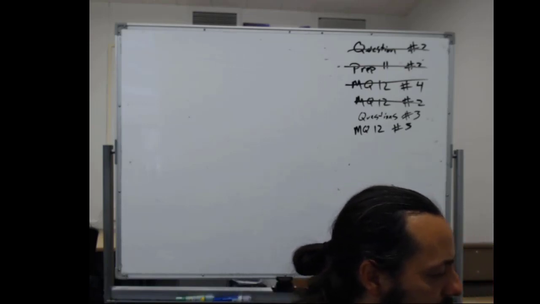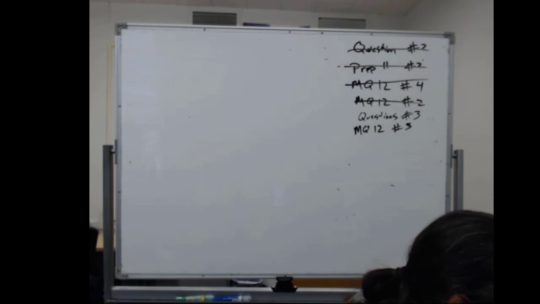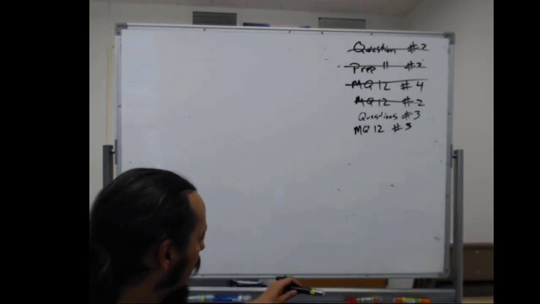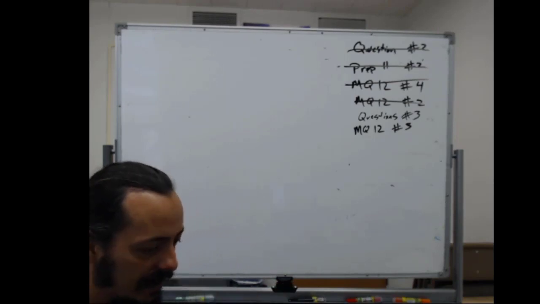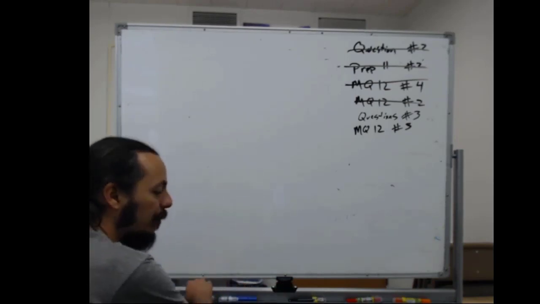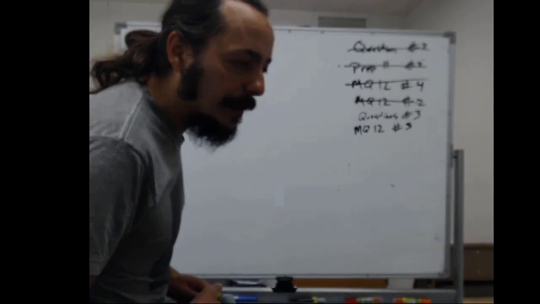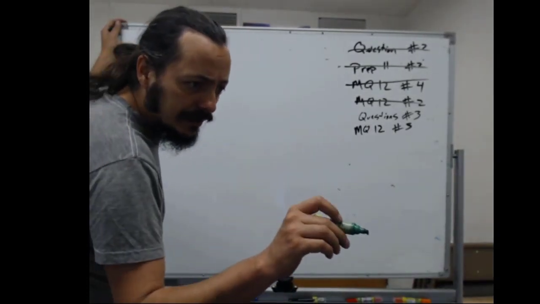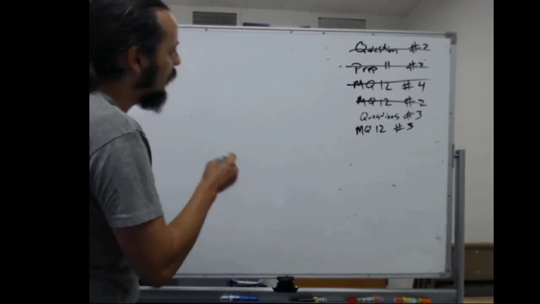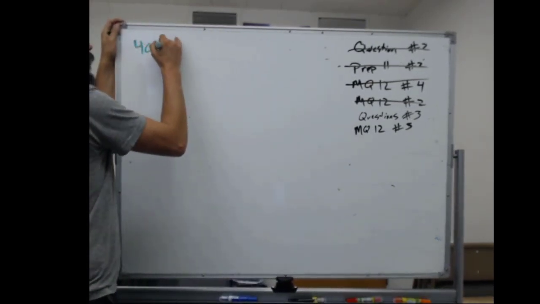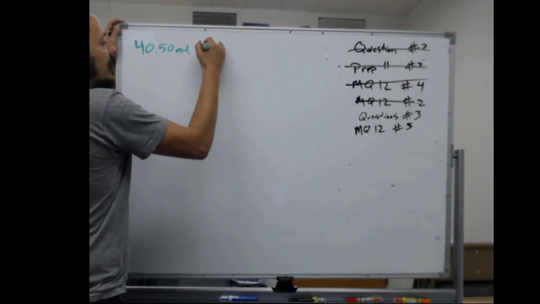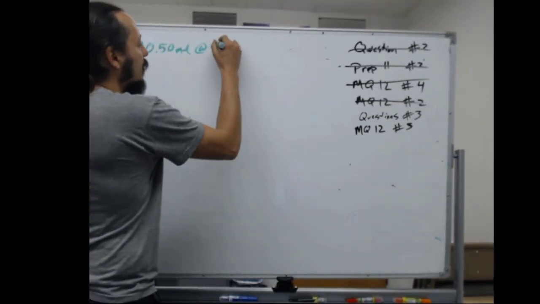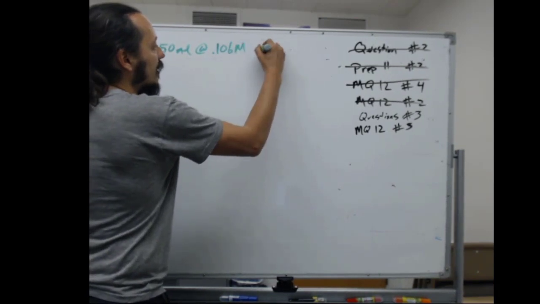Okay. And it even tells us this is a 2-to-1 ratio. It's a diprotic acid. So let's approach it the same way we've done all the other problems. Let's write down the explicit information, and then we'll figure out what information we're missing. I'm going to start with the sodium hydroxide, which is 40.50 milliliters at a concentration of 0.106 molarity.